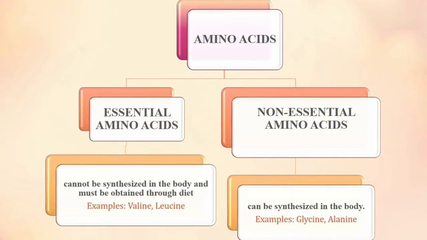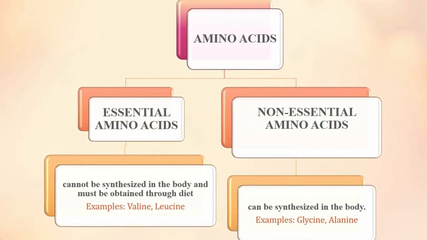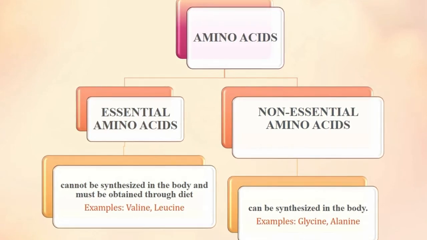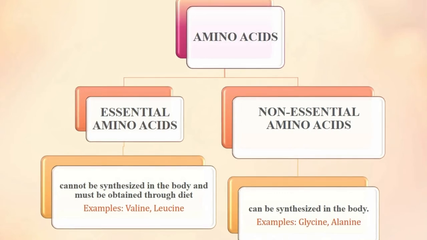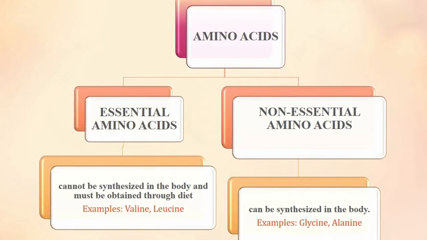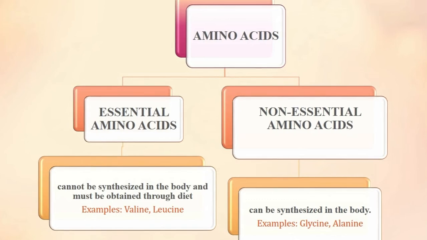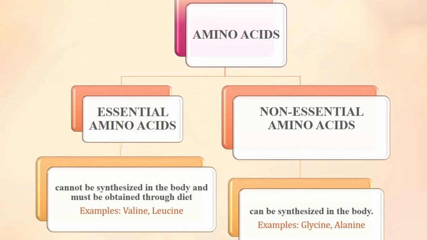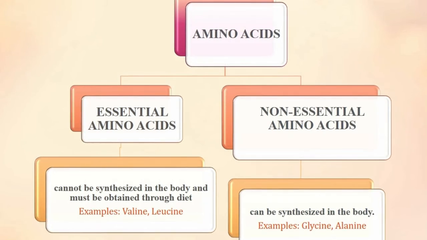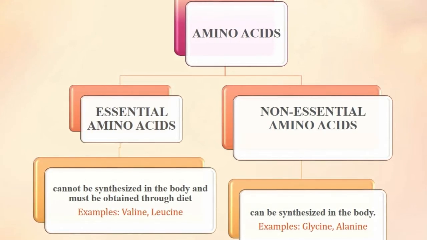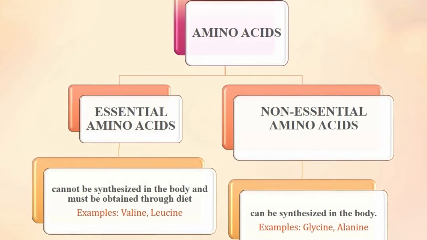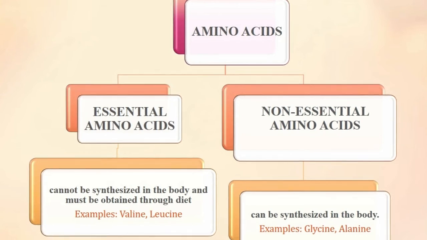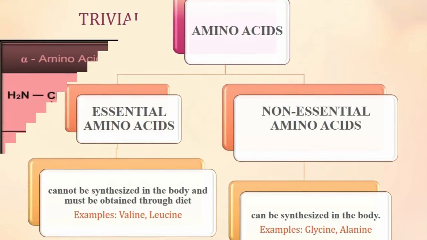Amino acids can also be classified as essential amino acids and non-essential amino acids. The amino acids which can be synthesized in the body are known as essential amino acids, whereas the amino acids which cannot be synthesized in the body and must be taken through diet are called non-essential amino acids.